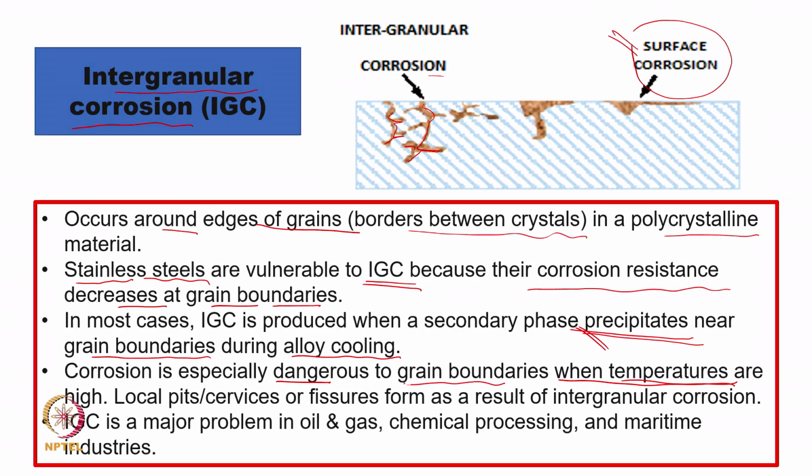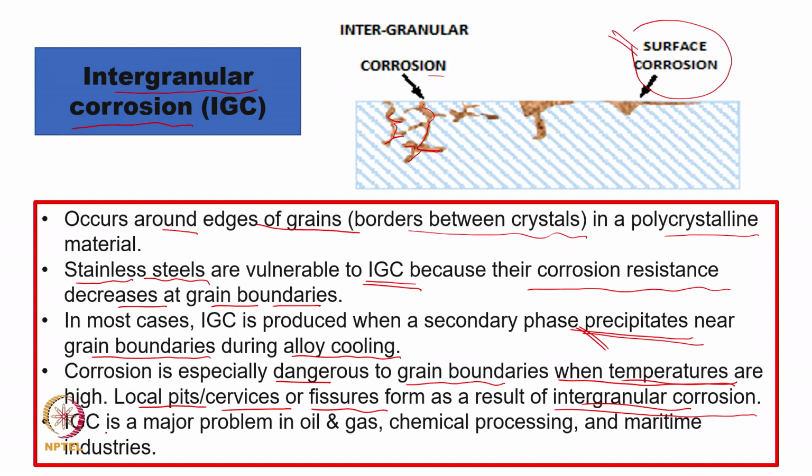At a high temperature, we know recrystallization and resoftening happen, and then there is a possibility of more and more grain melting, and the grain boundaries can become much weaker compared to lower temperature. In this situation, there is a possibility of local pits or crevices, and maybe bigger cracks or fissures, and then it will cause IGC.